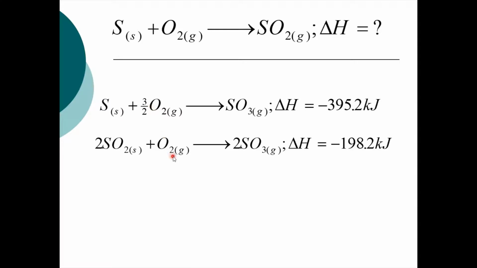And we've got a whole bunch of oxygen on the left. We only need one O2. The 3/2 O2 here, if we add it to this O2, that'd be another 2 halves. That's a total of 5 halves O2. So what we're going to do is manipulate things a little bit.